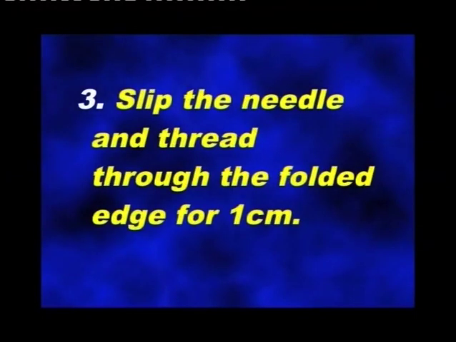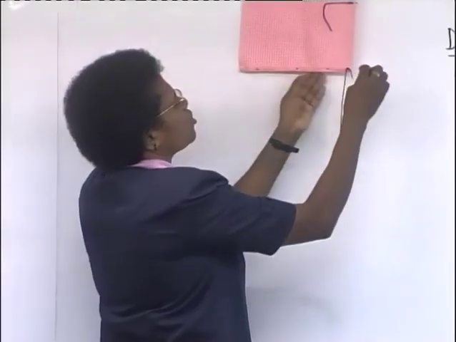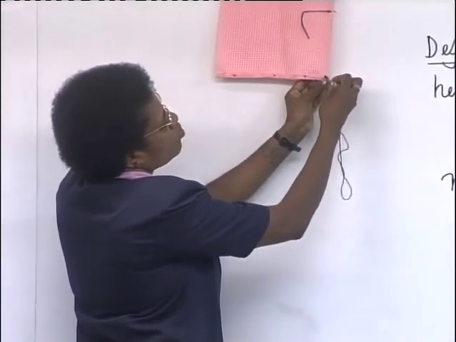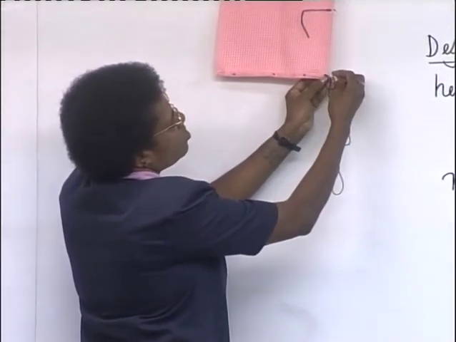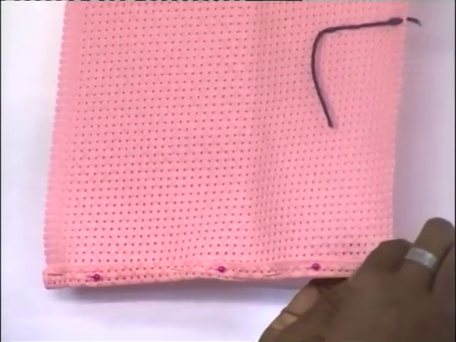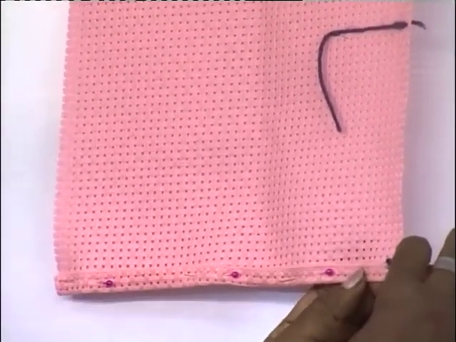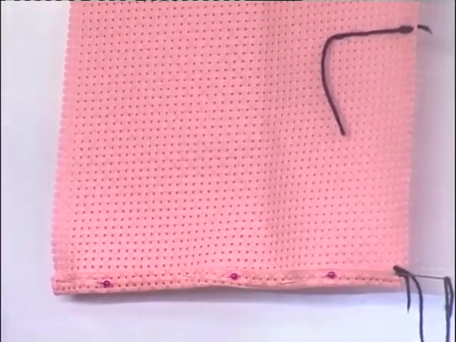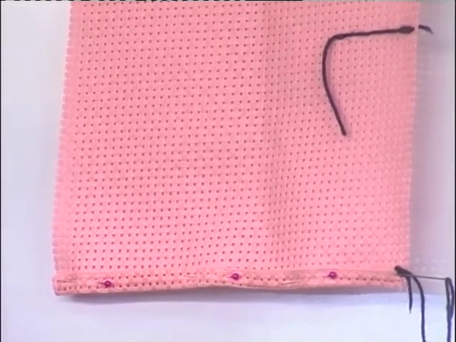Now let's look at the next step. What does it say? Slip the needle and thread through the folded edge for 1 centimeter. Okay, so I am going to slip the needle through the folded edge 1 centimeter. My needle is inside where the folded edge is.